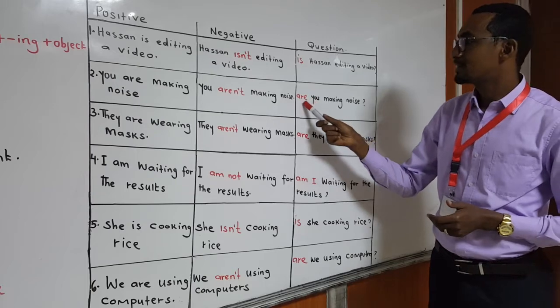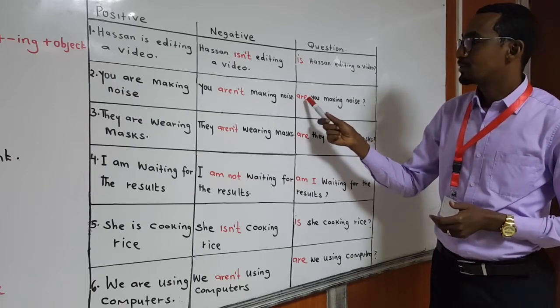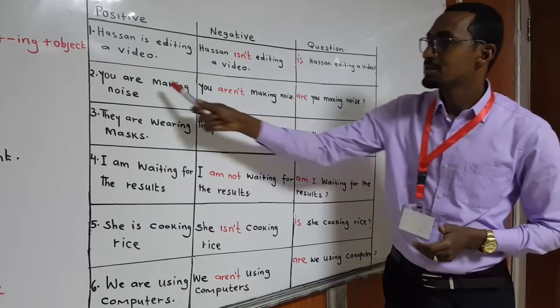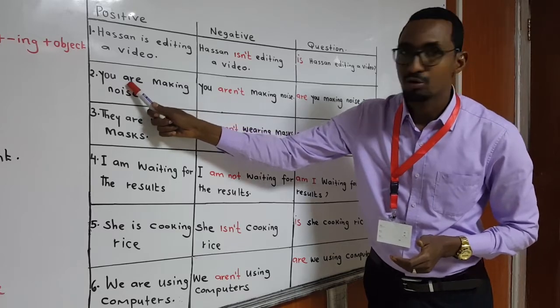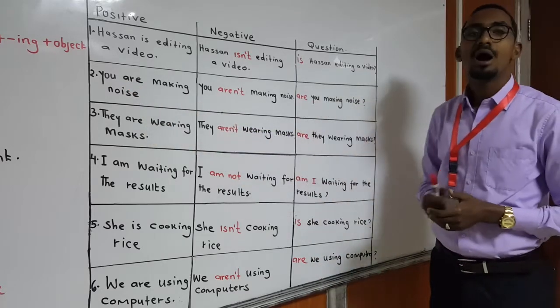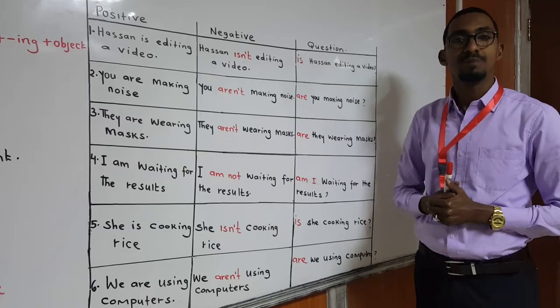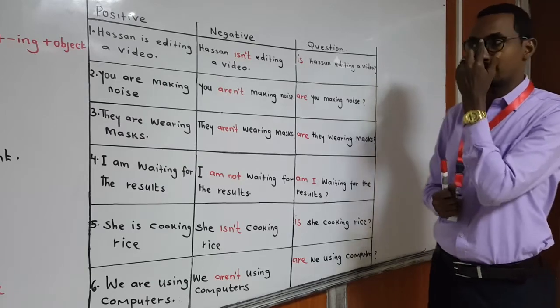Good. What is the negative question? The question, you always bring forward the auxiliary verb. Then it will become, are you making noise? Are you making noise? Okay?